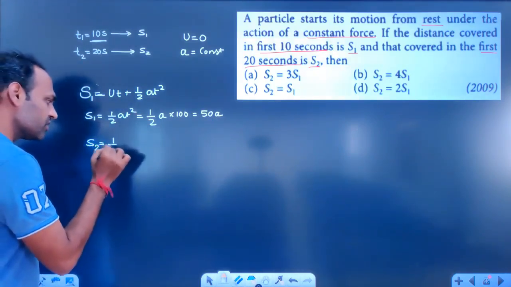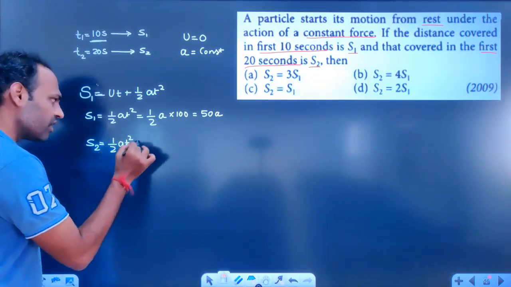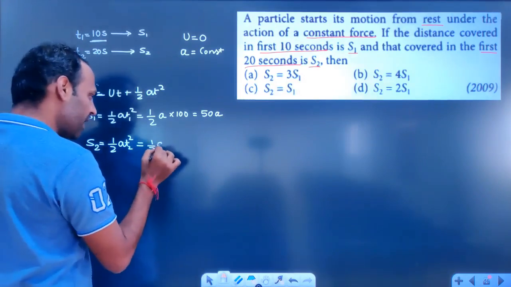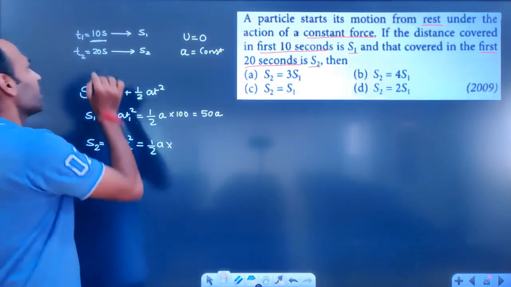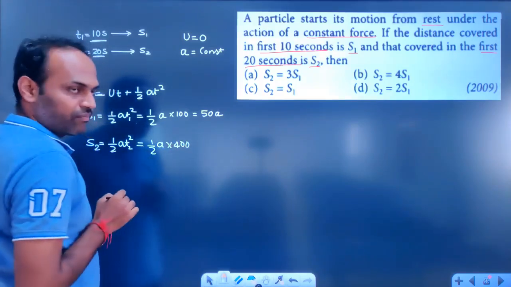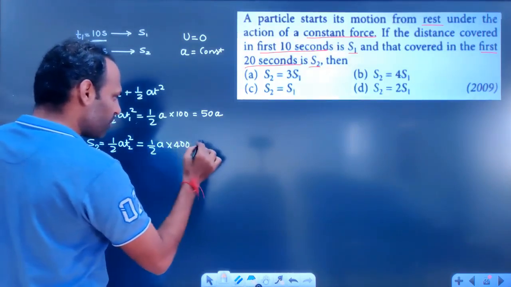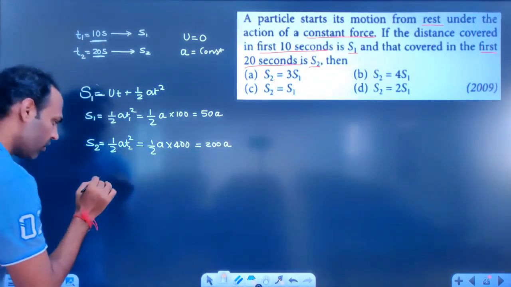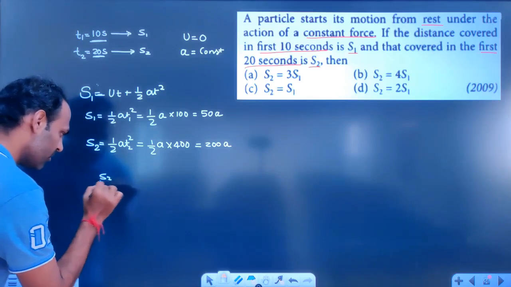S2 is equal to half AT square, or you can take this as T1 square and this as T2 square. So half A into T2 square. T2 is 20. 20 square means how much it will be? 400, right? So 400 divided by 2 means it will be 200A. Okay, let us take the ratio of S2 divided by S1 now.